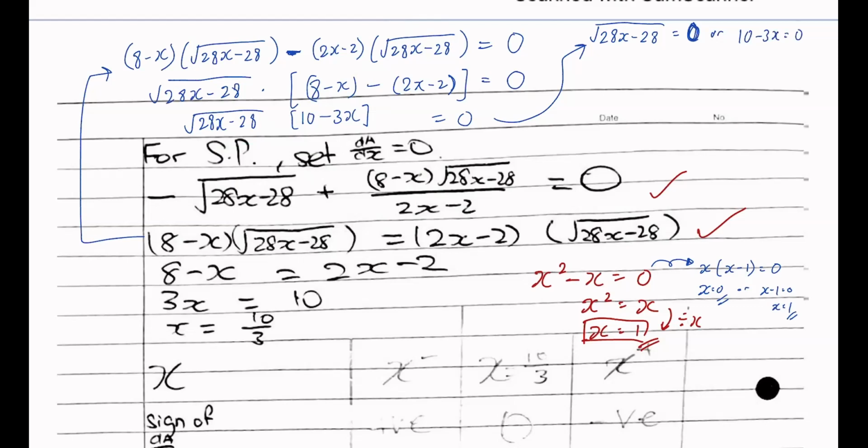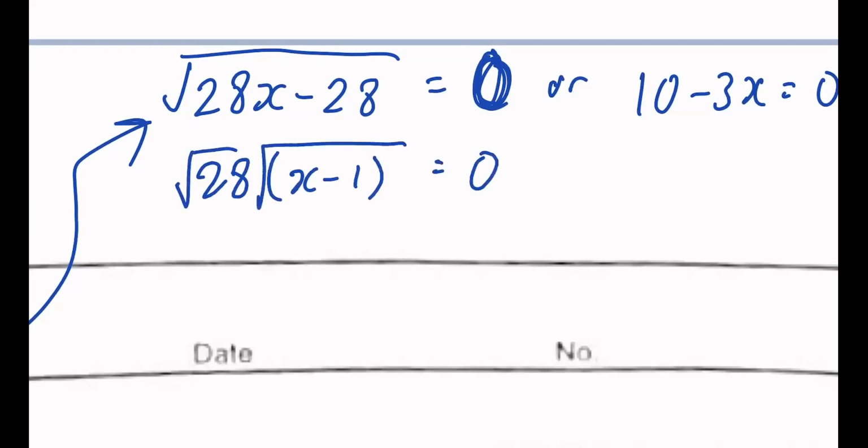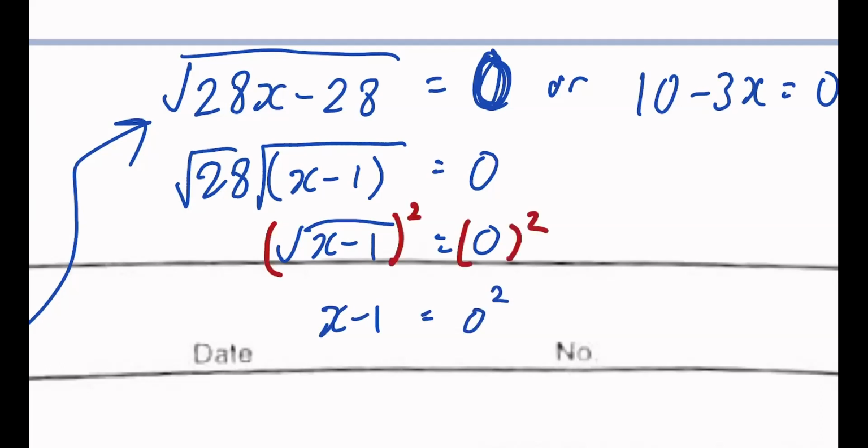So let's take a look at this first one, which is the one you're missing. You can take out a 28, which means you can split up the square root like this. Then you can take 0 divided by square root 28. That's just 0. I don't need the brackets anymore around the x minus 1. Square both sides, you get x minus 1 equals 0 square. Square and square root cancel. 0 square is of course just 0. So therefore x equal to 1.